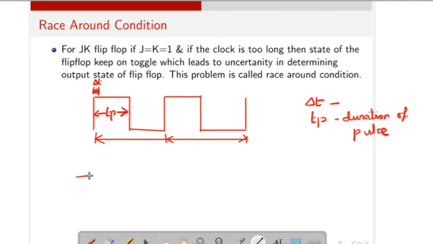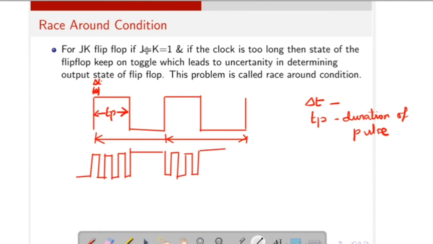So initially if Q is equal to 0, then during clock 1, it toggles, it goes to 1. After delta t, again it goes down. After delta t, again it goes up. Like that, it toggles during logic 1 of the clock pulse. When logic 0, it is again in a stable state, right? When again in the logic 1 state, it toggles. So this is called the race around condition of the JK flip-flop.